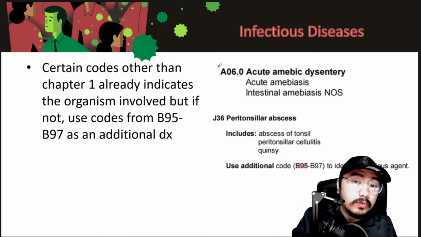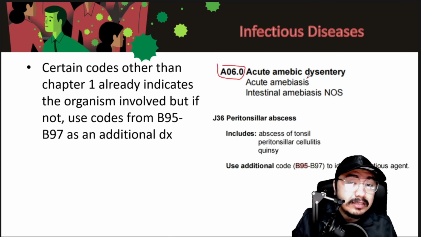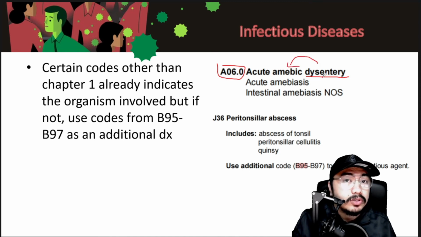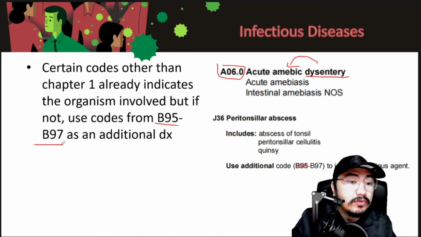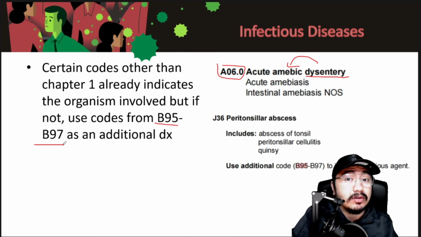For example, if you go to A06.0, the exact disease mentioned here is dysentery, okay? But the reason why the patient is having dysentery is the amoeba. So basically, the etiologic agent here is Entamoeba histolytica, which caused this dysentery for this patient. So in this case, you don't have to code B95 to B97 as additional diagnosis.